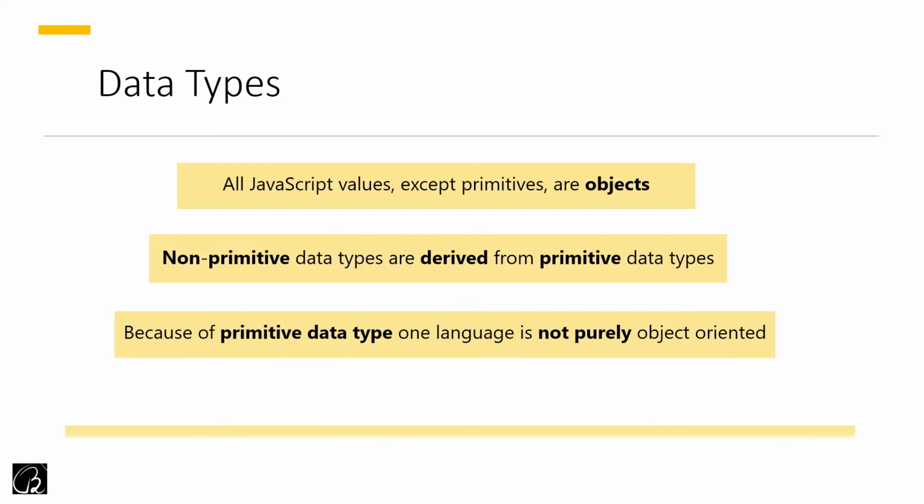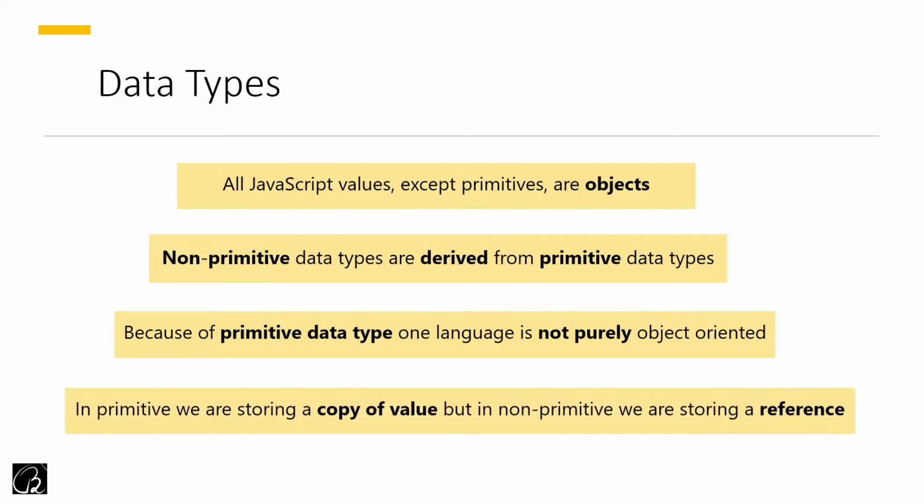The fourth point, which is the most important point, is that in primitives we are storing a copy of the value, whereas in non-primitives we are storing a reference. This is a triple star concept. I have a lot to say on primitive and non-primitive data types, so I have already written a blog on that. I'll give you the link in the description below. Just go and check it out.